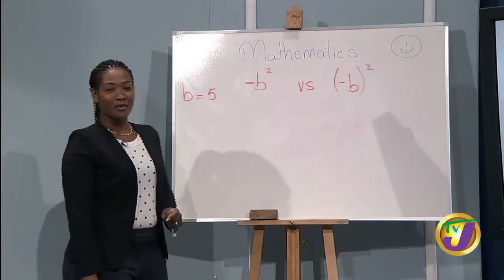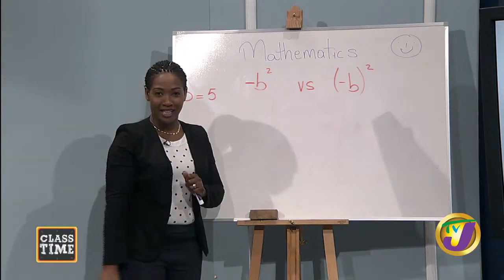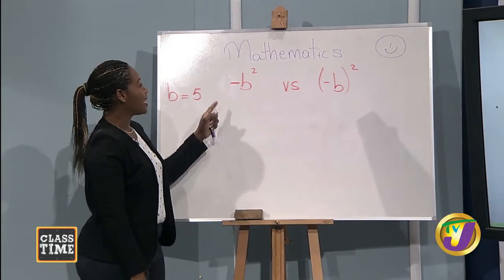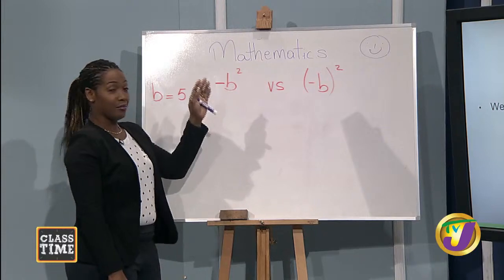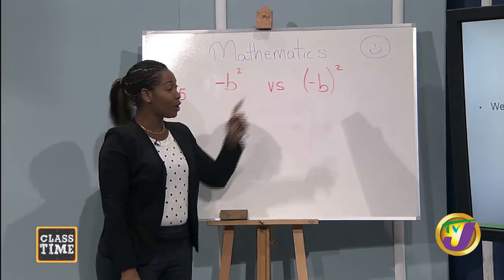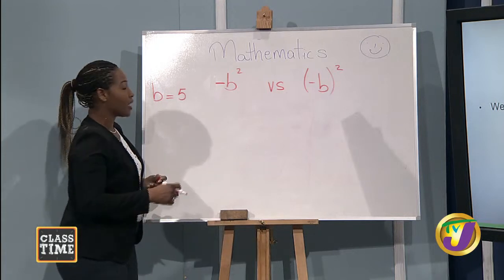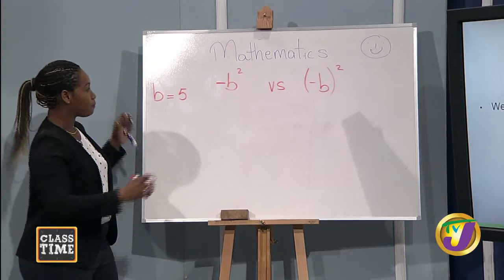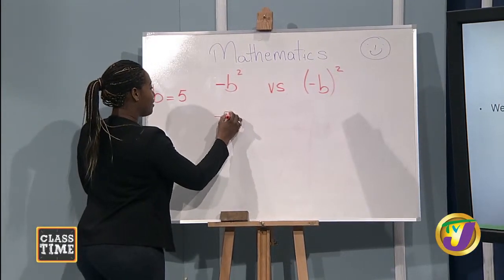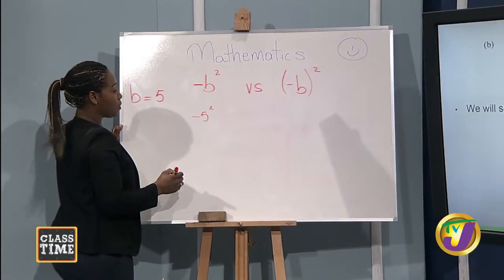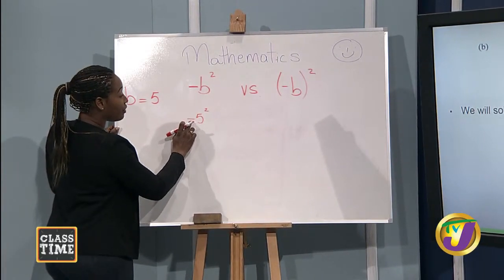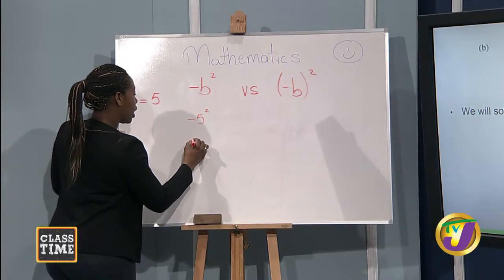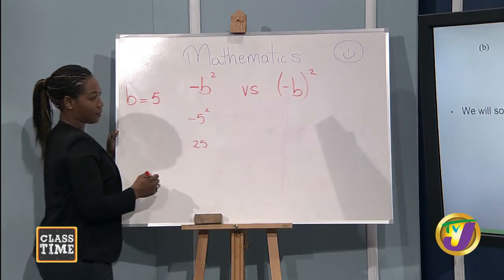All right, welcome back everyone. Just before we go into that simultaneous question that we left you with, let us look at something here on the board. We have negative b squared versus bracket negative b close bracket squared. So let us look. If the value of b is 5, let us see what they both work out to be. So I have negative 5 squared. That gives me positive 25.